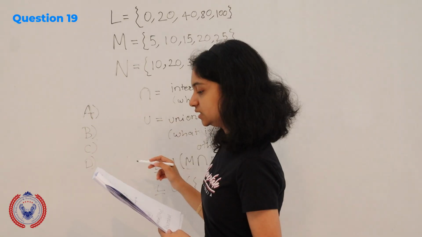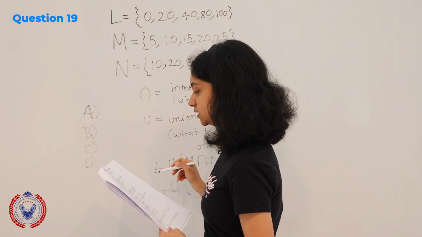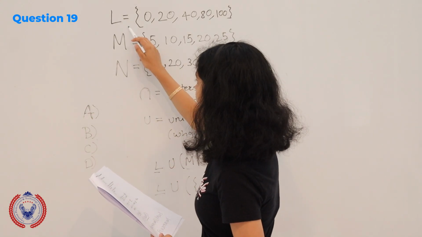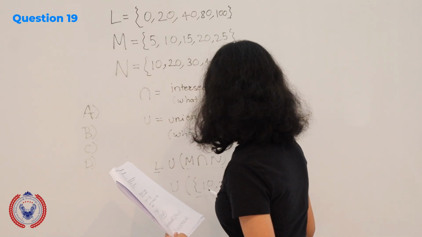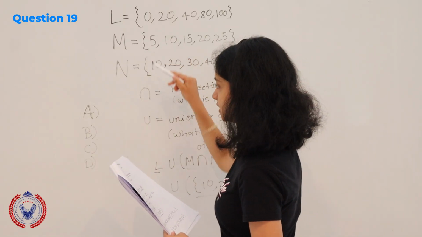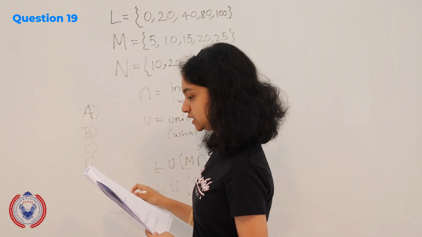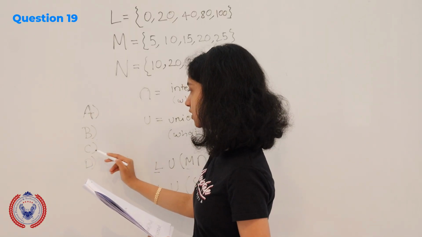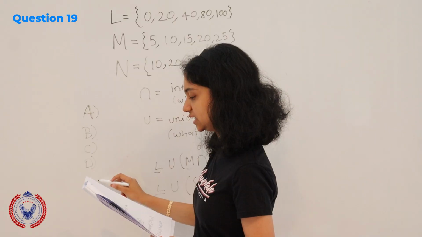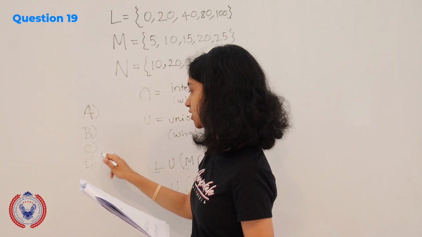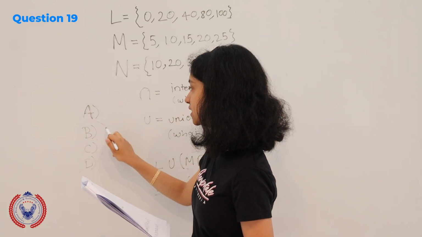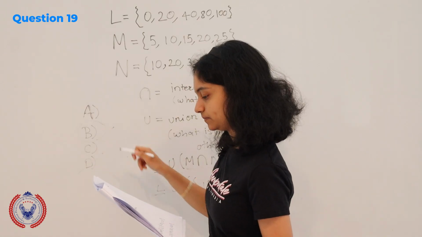B. This could be a choice because it has all the numbers in the L, and also it has the numbers which we need, which are 10 and 20, because they are in both the sets present. So B could be a choice. C, it only has 20 and 40. So that is not a choice. And D, it only has 20, hence that is not a choice. Hence, B is our final answer.